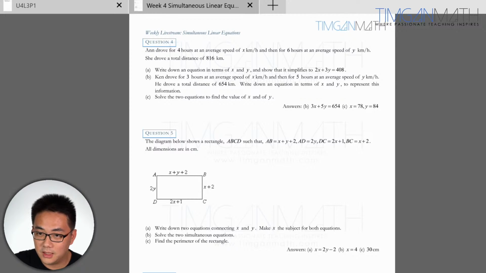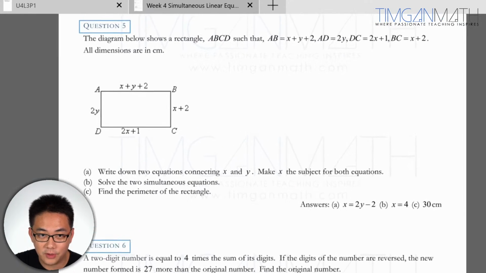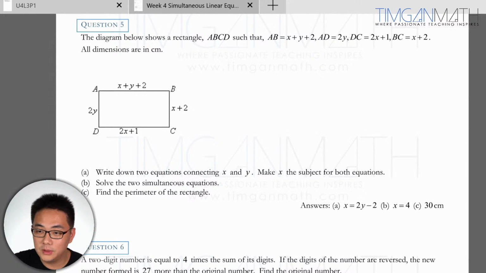Let me see what other comments we have online. There are no comments on Facebook now, so it's okay, I presume. Okay, let's look at the subsequent one. Subsequent one is question 5, is it? Yeah, question 5. Let's look at question 5. What is question 5 here? The diagram below. Okay, so same thing.